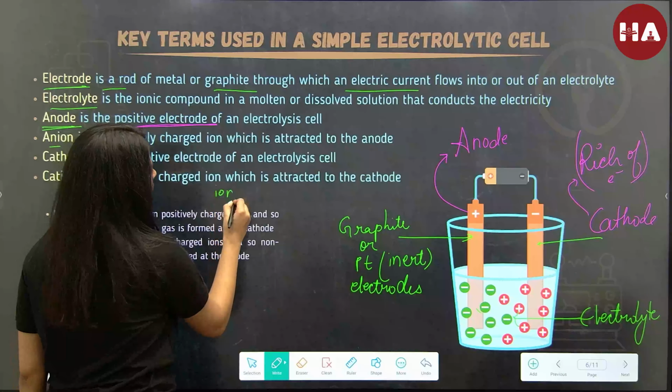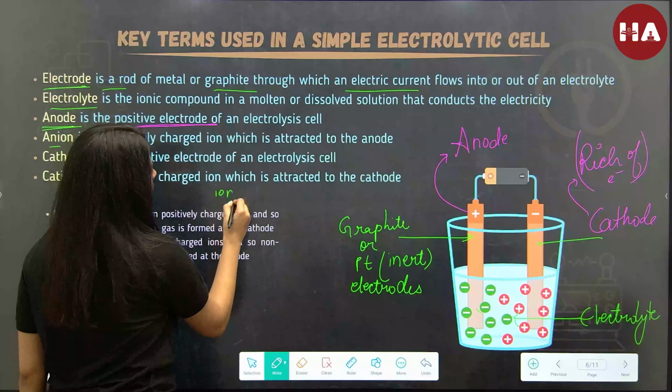Okay, now we know opposites attract. So if there is a positively charged electrode, the negatively charged ions will be attracted to it, and the negatively charged ions are known as what? They are known as anions, right? And the positively charged ions are known as what? They are known as cations, right? So can I say that cations are attracted by cathode and anions are attracted by anode?